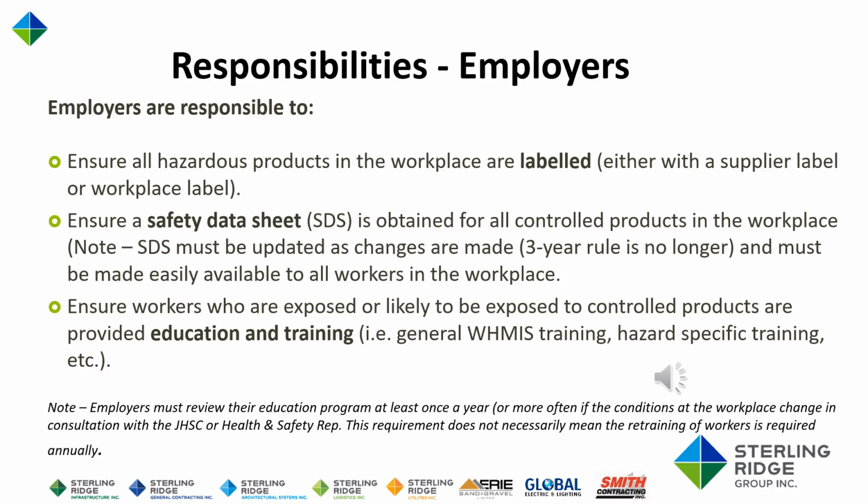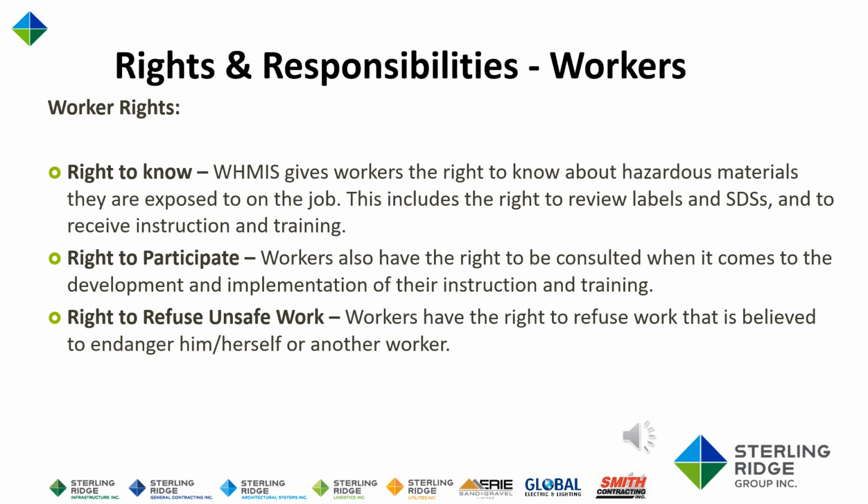Responsibilities. Employers. Employers are responsible to ensure all hazardous products in the workplace are labeled, either with a supplier label or workplace label. Ensure a safety data sheet, SDS, is obtained for all controlled products in the workplace. Note, SDS must be updated as changes are made. The 3-year rule is no longer in effect, and SDS must be made easily available to all workers in the workplace. Ensure workers who are exposed or likely to be exposed to controlled products are provided education and training, general WHMIS training, hazard-specific training, etc.